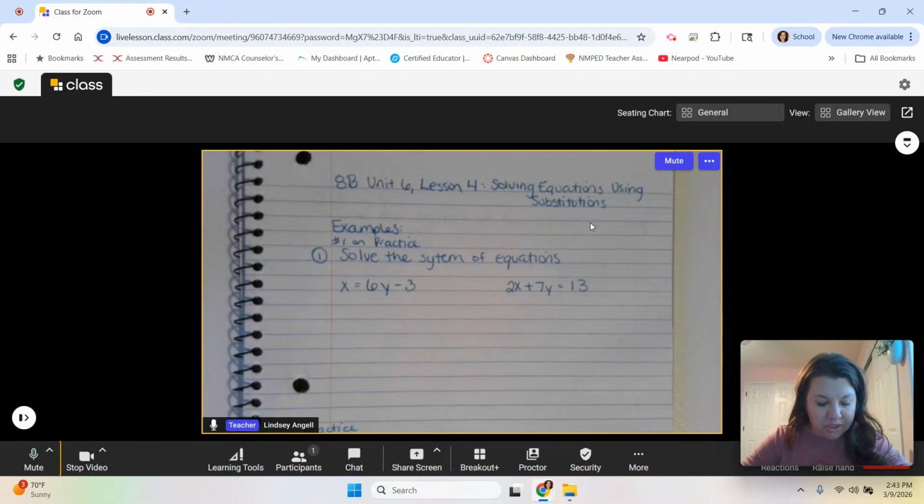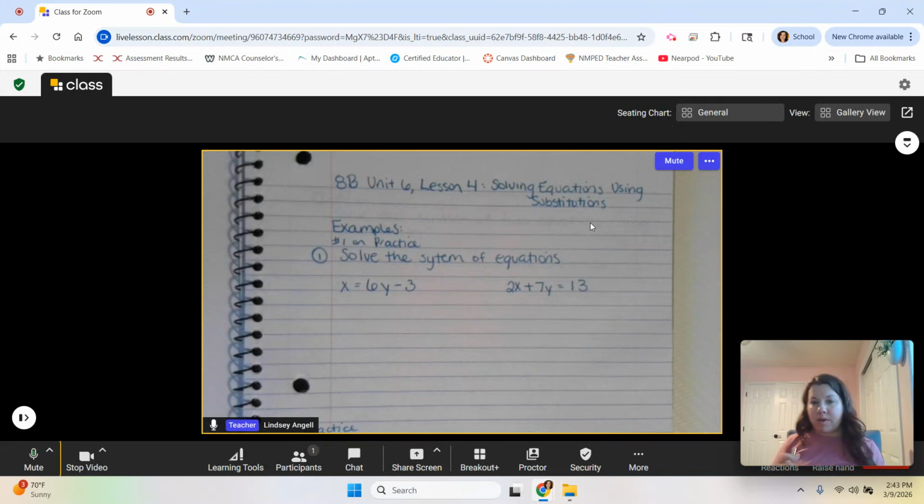So far we've looked at a lot of graphs for solving systems of equations, but now, what if you're not given a graph? So I figured the best thing for us to do would be to go straight into examples, and that's what we're going to do. For number 1, which is also number 1 on your practice, it says solve the system of equations.